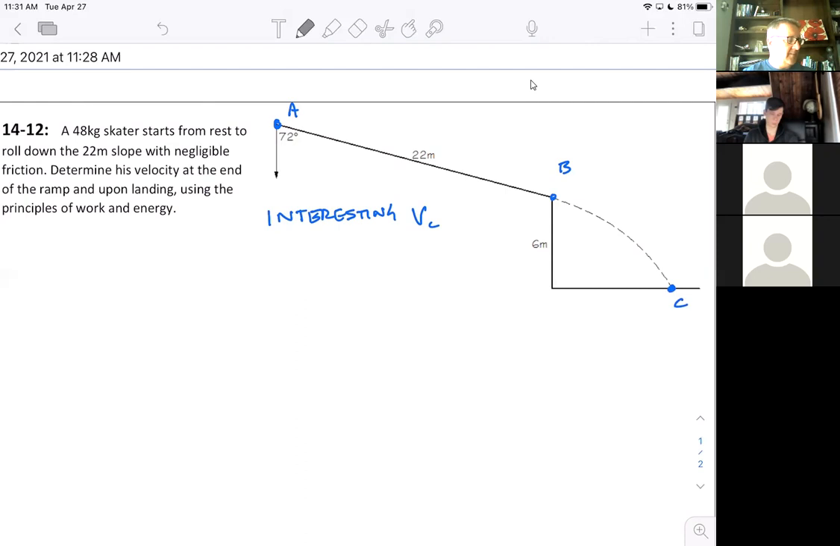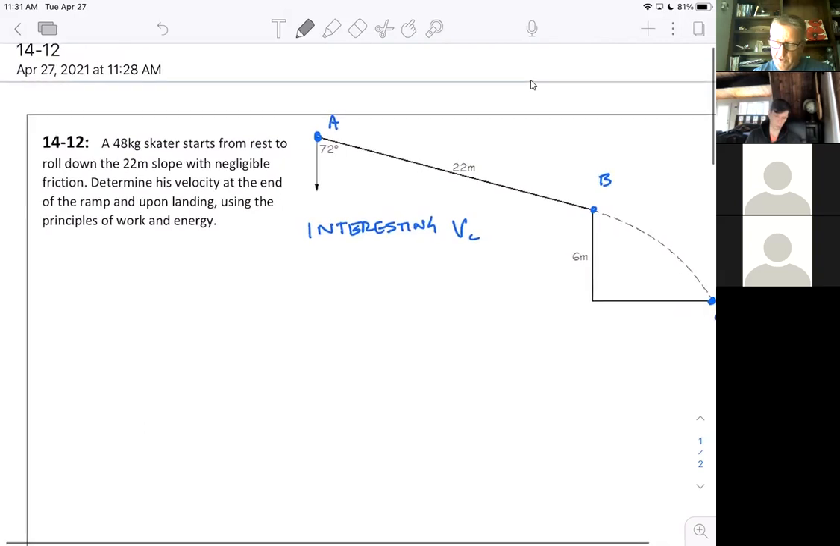But let's just see what we get for this problem here using the principles of work and energy. So we certainly know there's the mass of the skater. And by the way, that'd be the skater plus the skateboard. The ramp is 22 meters. It has no friction on it. So we went to a lot of trouble to figure out the velocity at B before. I notice it starts from rest, which is sort of code for V0 is 0. And there's no initial velocity.